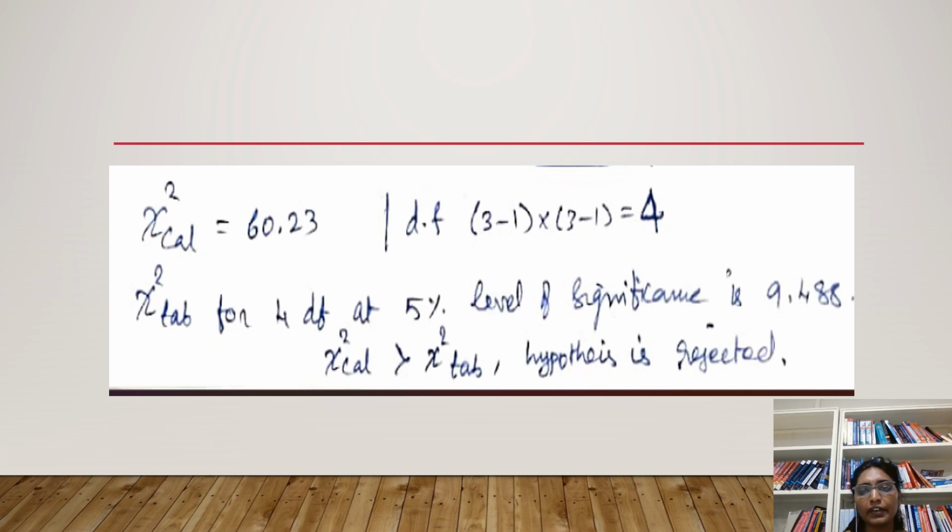What is our degrees of freedom? There are three rows, so 3 minus 1, and there are three columns, so 3 minus 1. So 2 into 2, that is 4. So you have to check in the table at 4 degrees of freedom and 5% level of confidence. The table value is 9.48. But in our calculation, it gives 60.23. So the calculated value is higher than the table value. Here also our hypothesis is rejected. Clear?